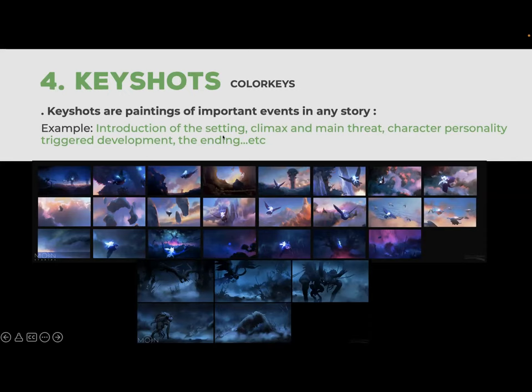So for example, introduction of the setting. You have the climax and the main threat. And then you have character personality. Maybe it triggered a development. Maybe the character has changed in some way. And of course, at the end, you have the ending. So these things that I have covered first when it comes to creating your story, you have to keep in mind when you are creating color keys.